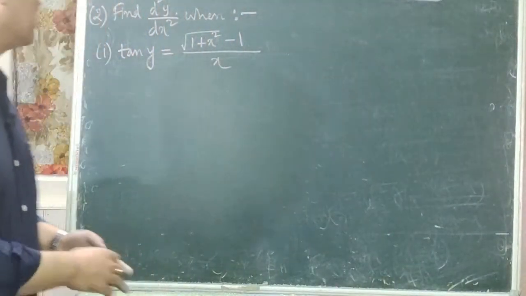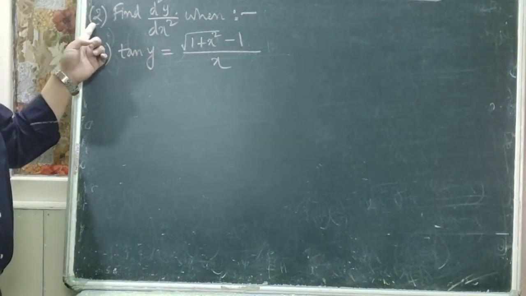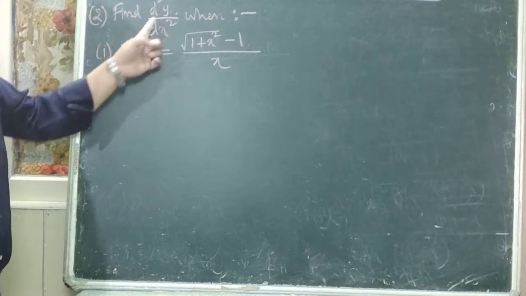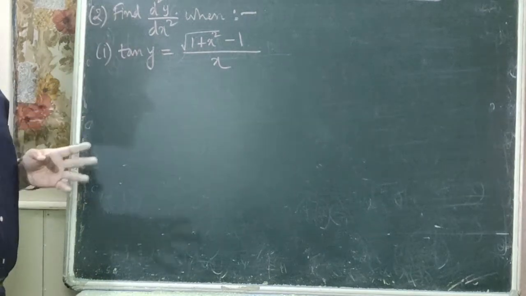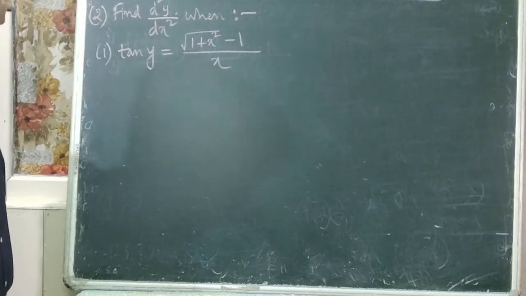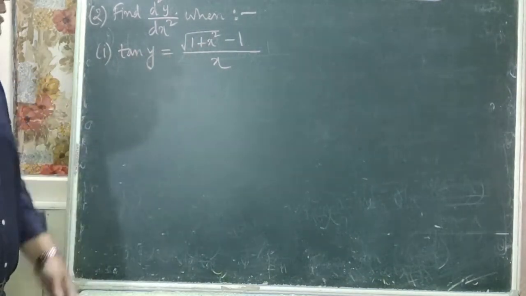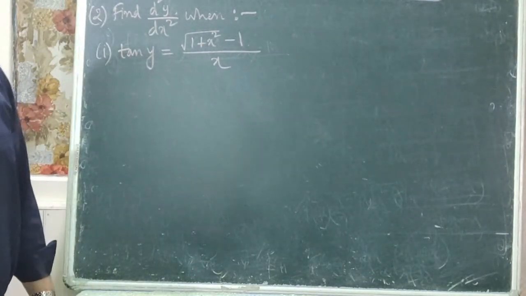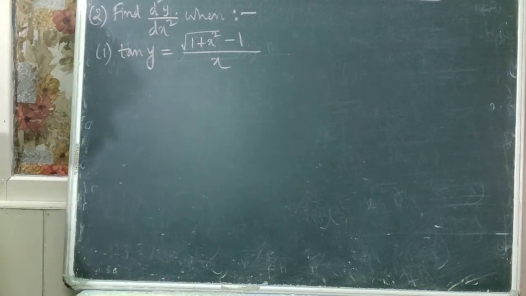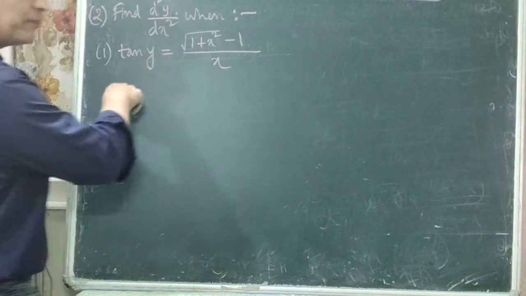So now we'll do the next question, that is question number 2. Find d square y by dx square, or it is read as d2y by dx square, when tan y is equal to root under 1 plus x square minus 1 whole divided by x. You have to find out the second order derivative. So this is the given, right?